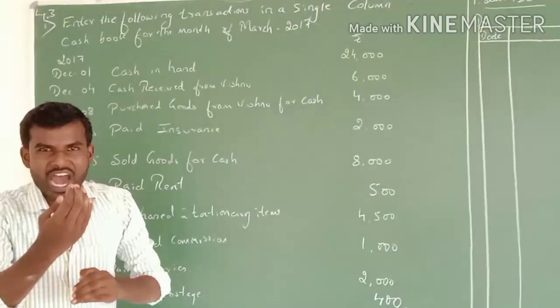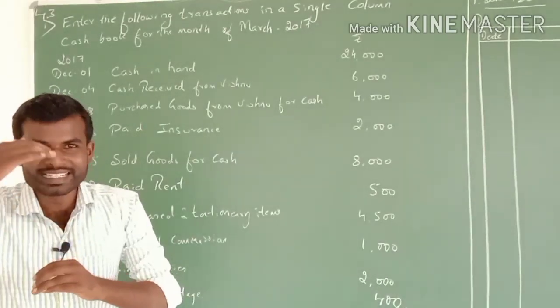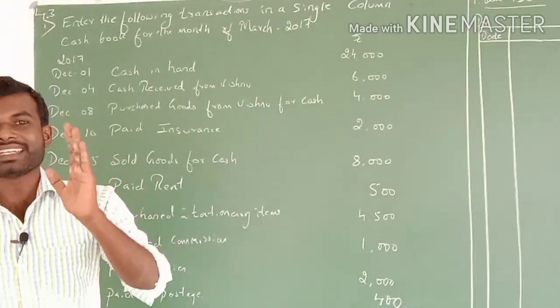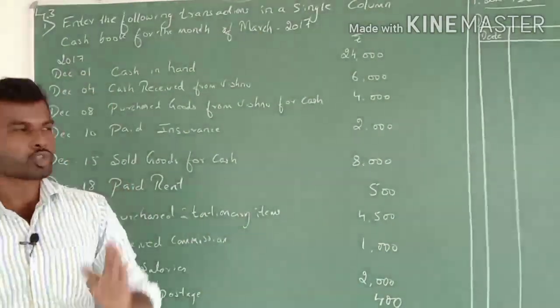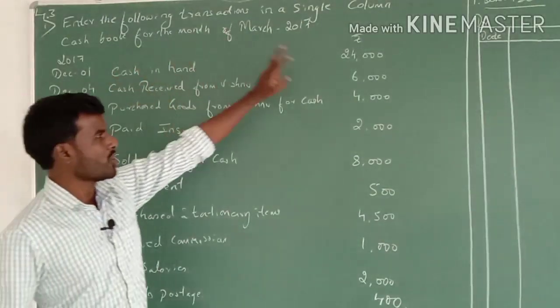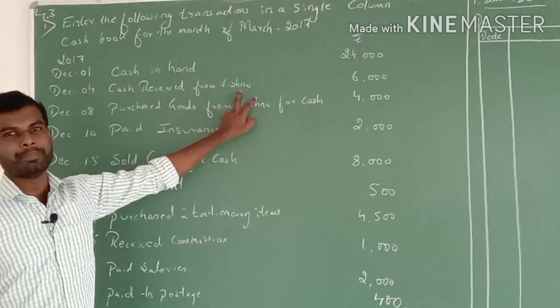On December 4th, they have given cash received from Vishnu. Receiving cash from Vishnu, does it increase the cash balance or decrease it? It increases the cash balance, so it is a receipt. Just take down that it is a receipt, and the amount given is 6,000. It should be recorded under the debit side.